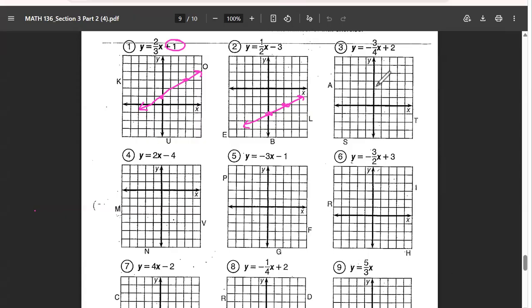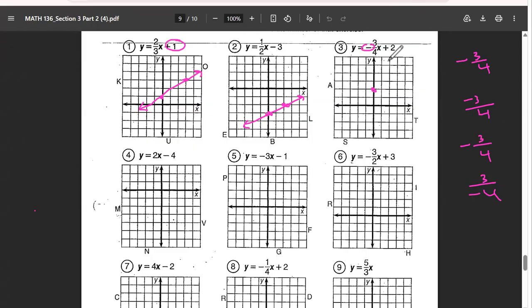So what about the next one? Okay. So I'm doing the same thing. I got a plus 2, so I'm going to go up 2. Then I have a negative here. Okay. So I have a negative 3/4. So I can have that negative on the top, I can have that negative in the middle, or I can have that negative in the bottom. Okay. Doesn't matter. They all mean the same thing.